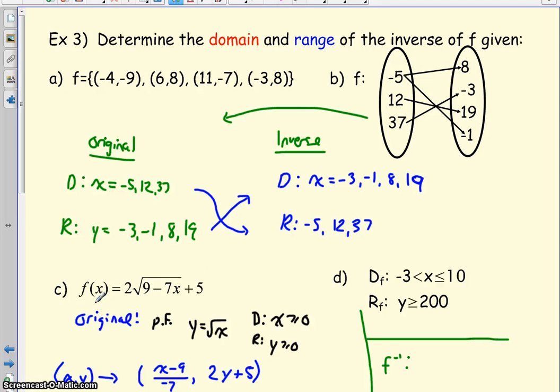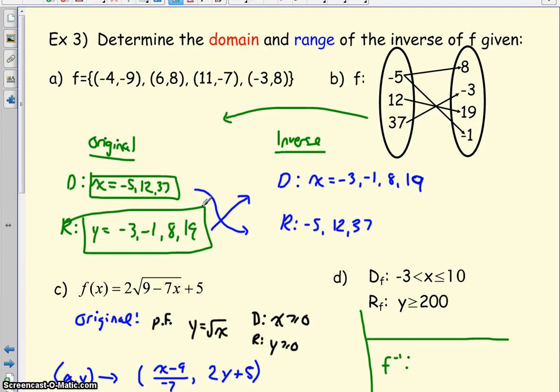Alright, so let's run through these together here. For B, we have a mapping diagram, which tells us that you have x values of negative 5, 12, and 37. So I'm going to list those as my domain, and I have possible y values, in order from smallest to largest, negative 3, negative 1, 8, and 19. So I'll list those for my range.